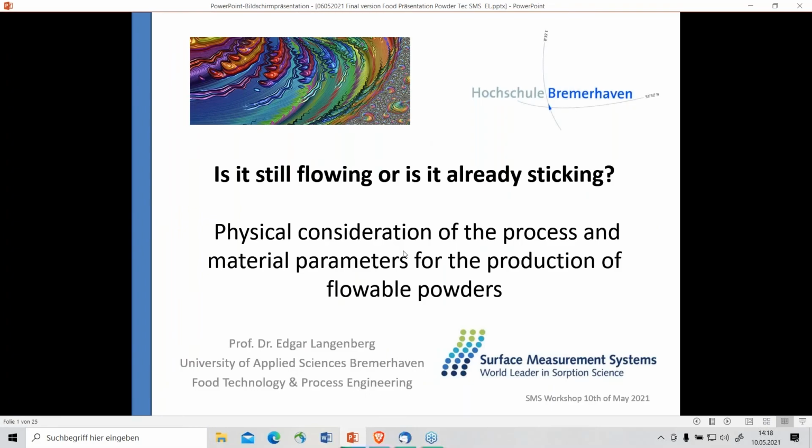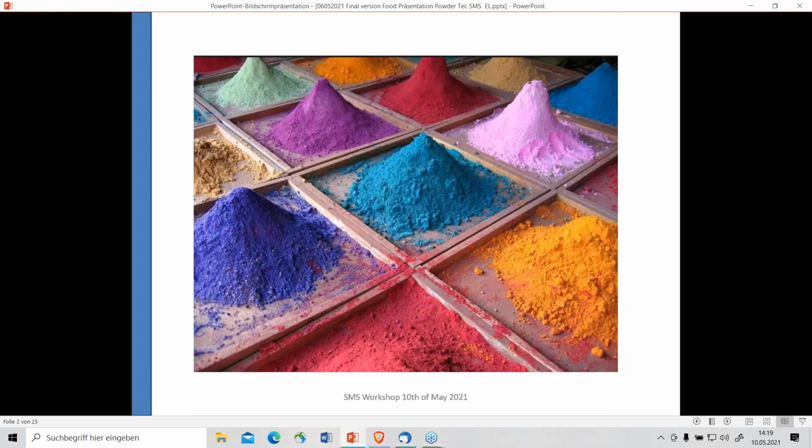Okay, thank you for your kind introduction and thank you for the partnership and setting up this workshop. From our point of view in the field of food technology and process engineering, we are just looking for powders, and always the same question: is it still flowing or is it already sticking? That's our main focus in our research, and we have different types of powders, some blue, green or whatever, some big and the other one not so big.